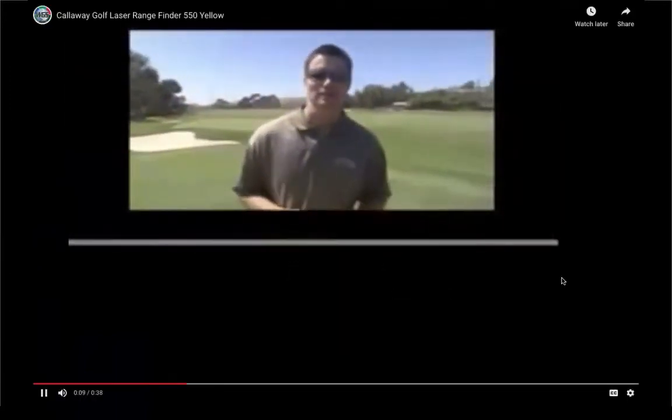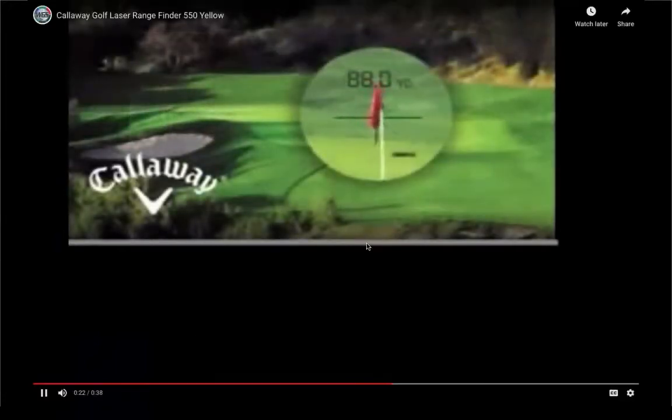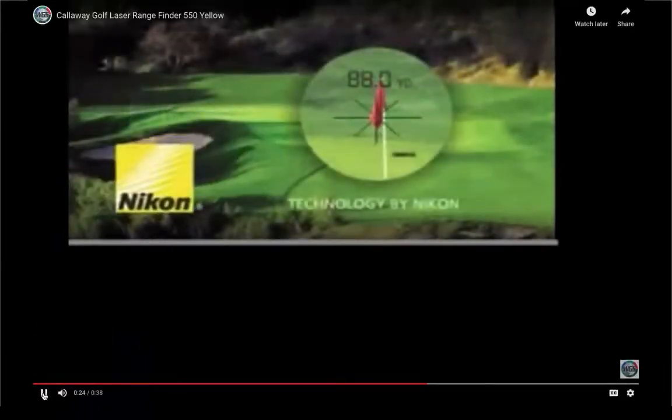My name is John Deegan, and I'm one of the club fitters here at the test center. And today we're talking about an important piece of technology for Callaway Golf, the Callaway LR550 rangefinder. And it's fairly simple to activate. Simply press the power button down. It puts the laser into continuous mode. And you can scan the pin or whatever else you're after. So this particular pin on our range.